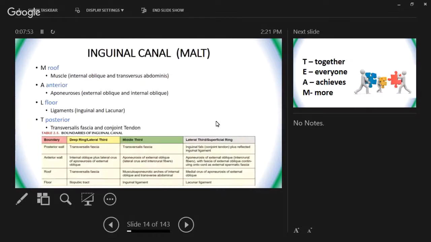Inguinal canal, if you want to learn it properly, that's the table down the bottom. I don't know if it's worth it. So there's a little funny thing called MALT, so you've probably heard of it. So the roof of the inguinal canal, that's M, the muscle: you've got your internal oblique and transversus abdominis. Then anterior, A for aponeurosis. The L is the floor, so L for the ligaments, so inguinal ligament. And then the posterior is T, transversalis fascia. That's just an easier way of remembering the borders of it.